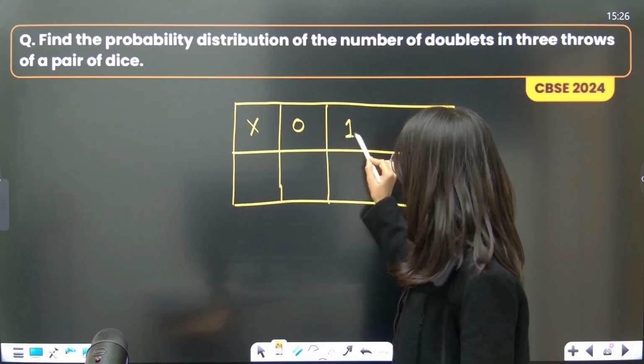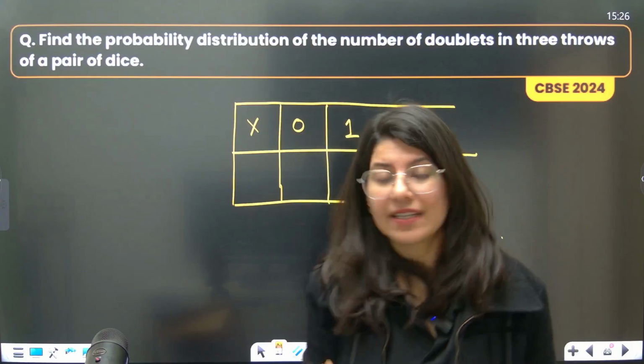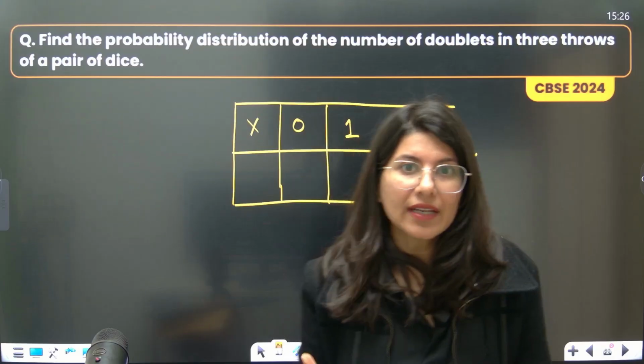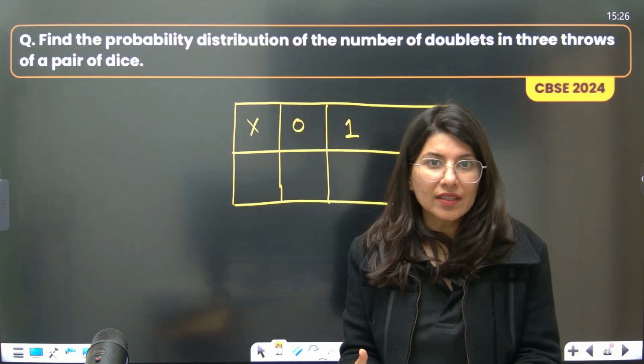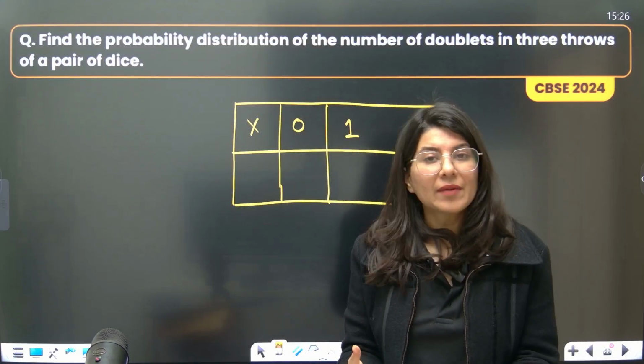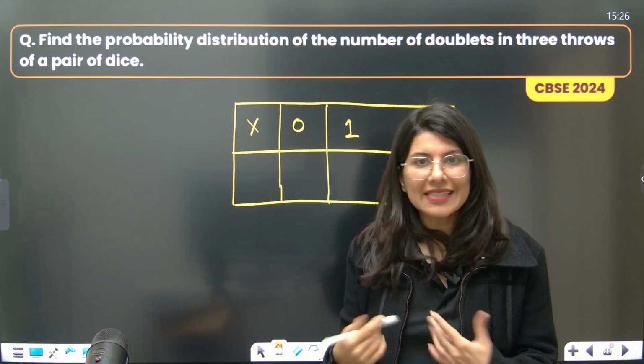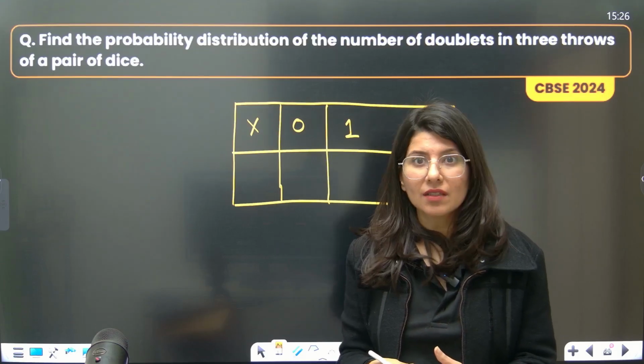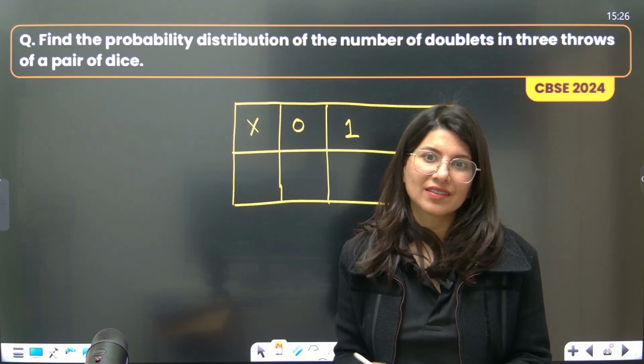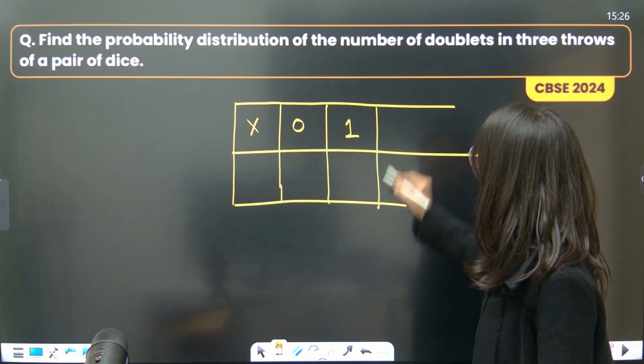Then can X be 1? Yes, X definitely can be 1. If I am throwing the dice 3 times, I'm throwing it and I'm getting 1, 1. Next I'm throwing 2, 1. Oh, hard luck. Next I'm throwing 1, 2, hard luck. So that is 1. Now 2 doublets.